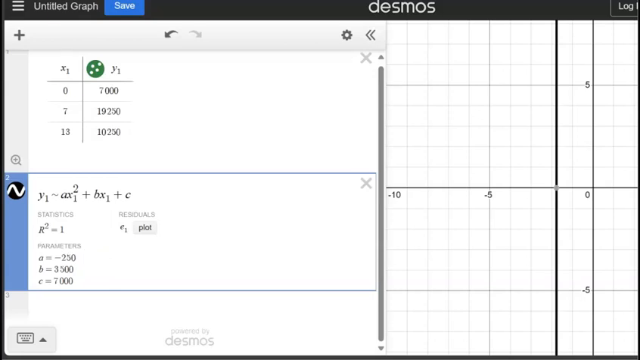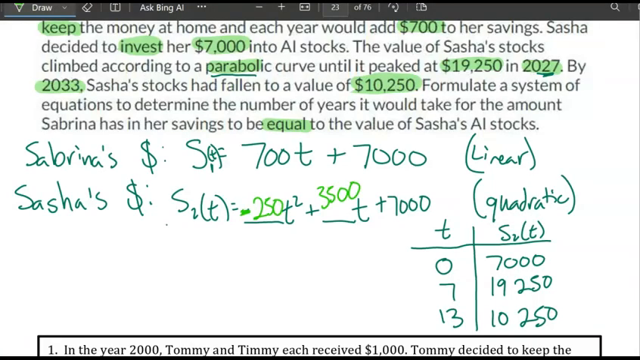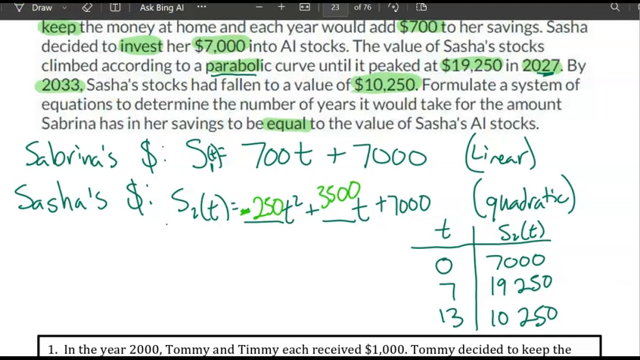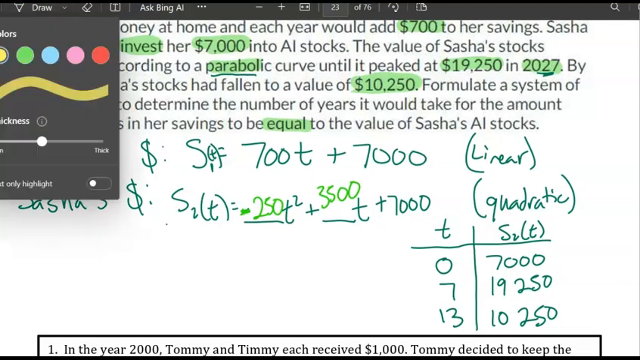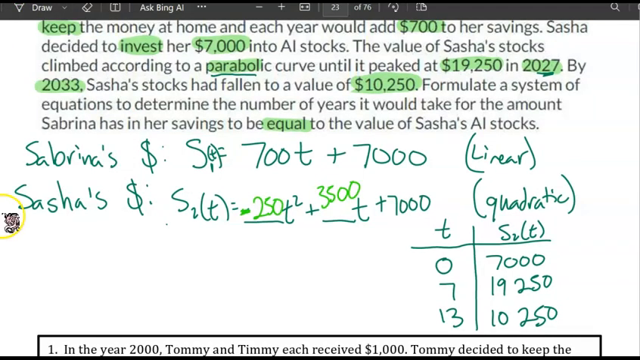Let's write that down on the paper. So these would be your two equations. Sabrina's money is 700T plus 7,000, and Sasha's money is negative 250t squared plus 3,500t plus 7,000.